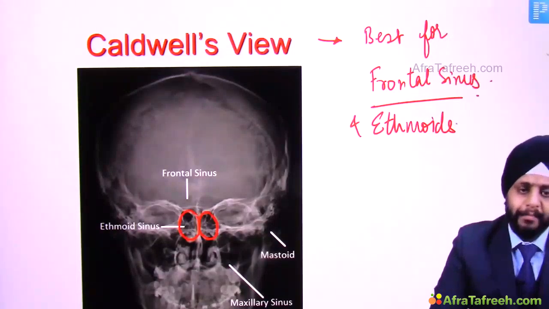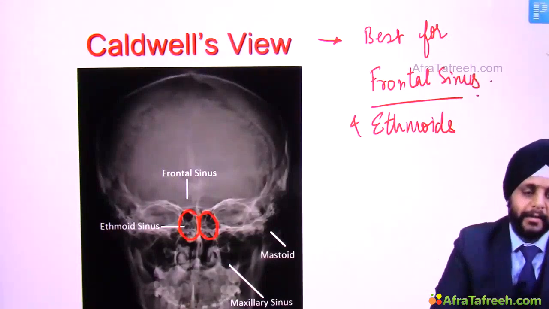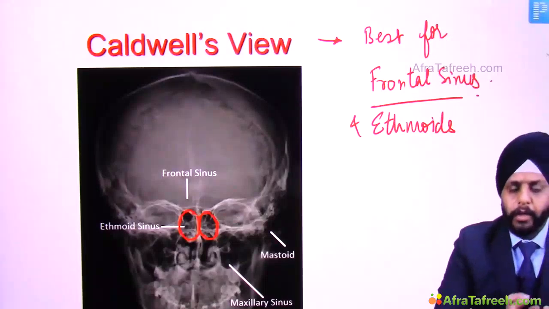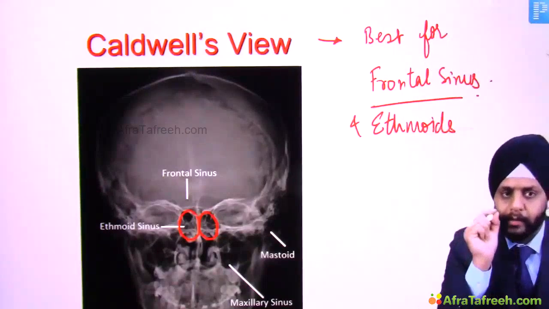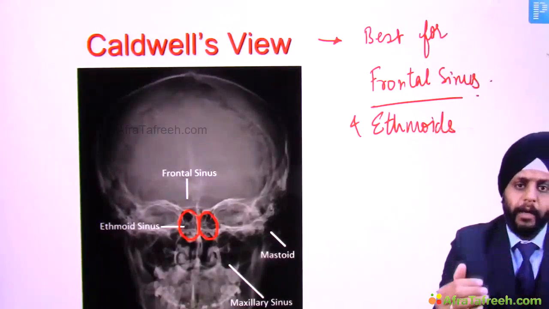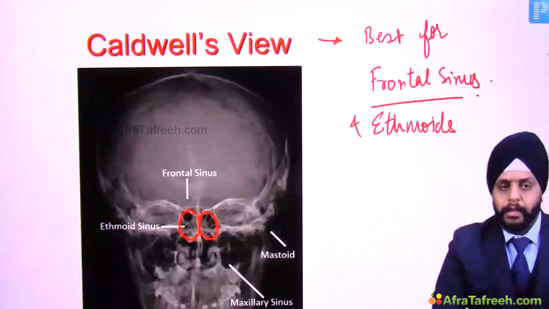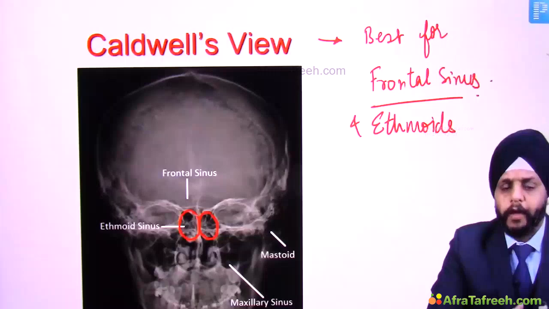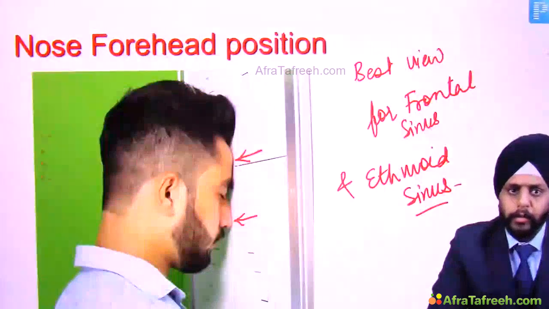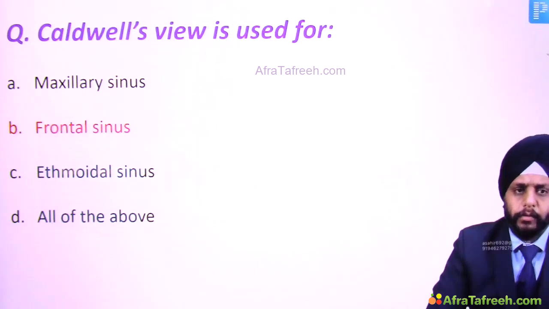If somebody says best view for anterior ethmoids, then the answer is Waters' view. So don't get confused. I'm clarifying: only the word ethmoid is written, the answer is Cardwell's view. Anterior ethmoid specified, then we have the Waters' view. Okay, but again, this view is mainly used for frontal sinus diseases. So as we saw, this is mainly used for frontal sinus. So that was the answer to this question.